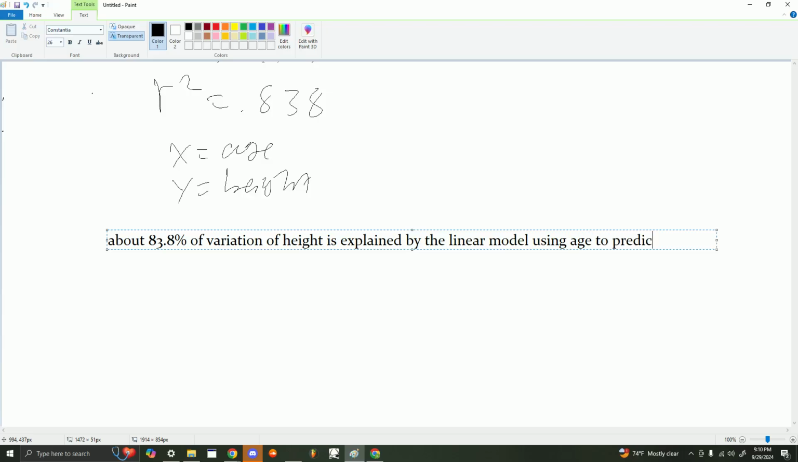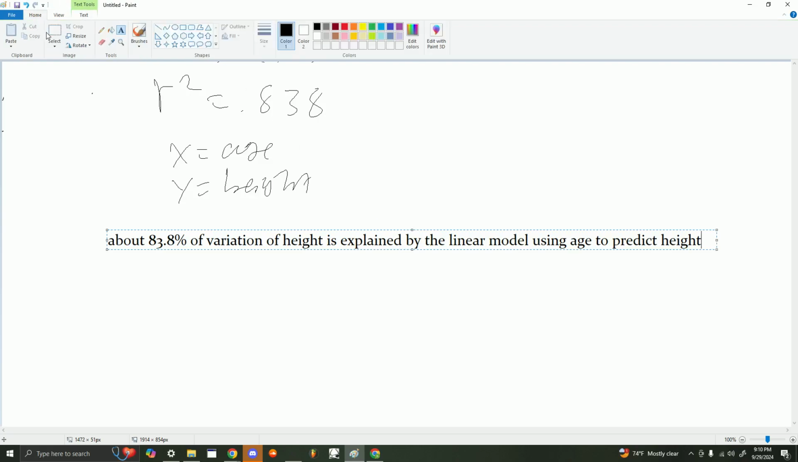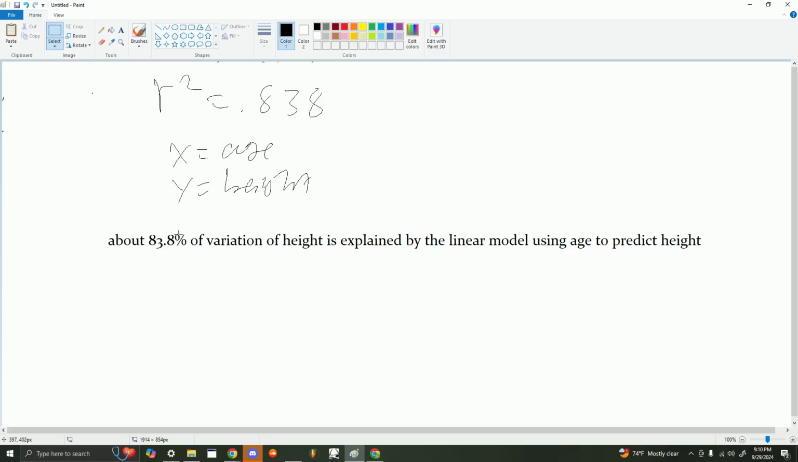to predict height. Oh, yeah, what we predict is height. Perfect interpretation. So this is probably what you want to memorize: about blah blah blah variation in y is explained by the linear model using x to predict y.